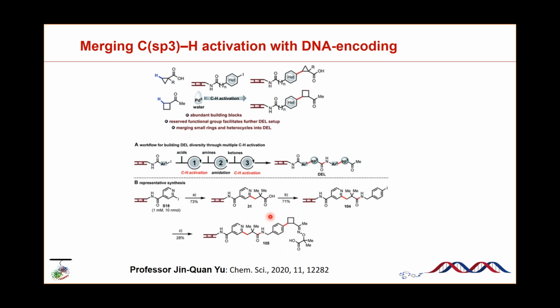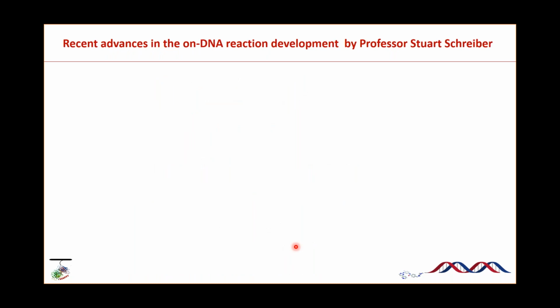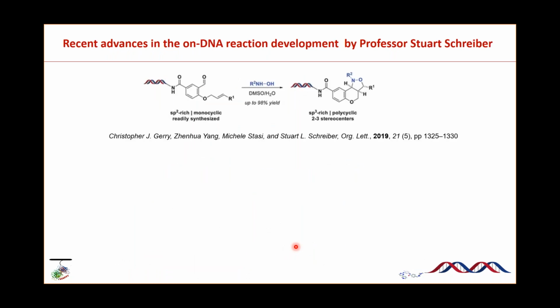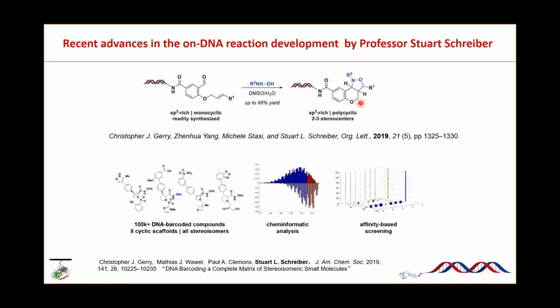And we are really looking forward to seeing the library they come up with using their novel chemistry to find some very interesting hit compounds. And besides the C-H activation, Professor Schreiber at Harvard University, in the recent 2 or 3 years, has also applied his DOS concept to DNA-encoded chemistry reaction development. And this is one example where they developed their novel chemistry to make complex molecules with more chiral centers.